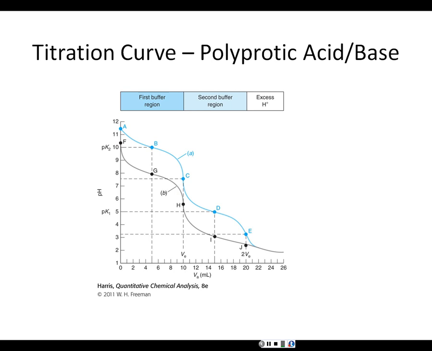What do you have in the beaker at any point? Do you have the first base or the second base, the first acid or the second acid? Has one been reacted completely? What do you have and what are you adding? And then you can figure the pH from that point.